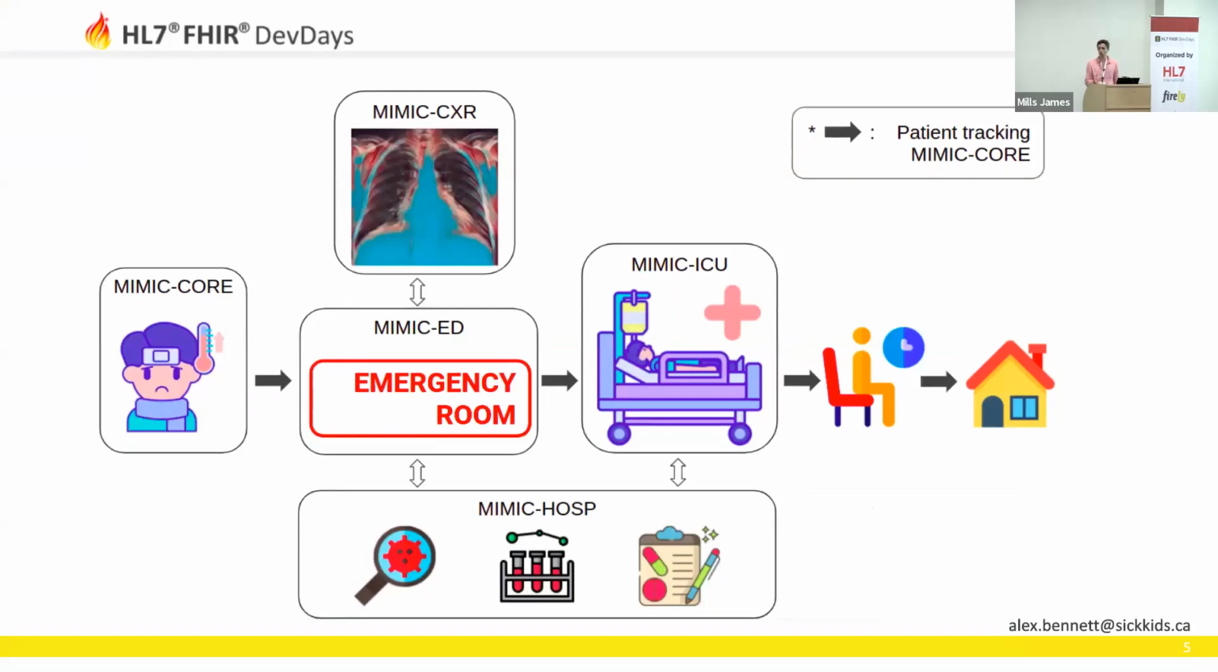And so what MIMIC looks like is you've got a couple different modules, and it looks like a patient going through your hospital system. So you've got MIMIC Core, which is the patient itself and the demographic information about them there. Then they come into the emergency room and you're triaging, collecting some vital signs, and then they might be transferred into the ICU, or they might just go home from there.